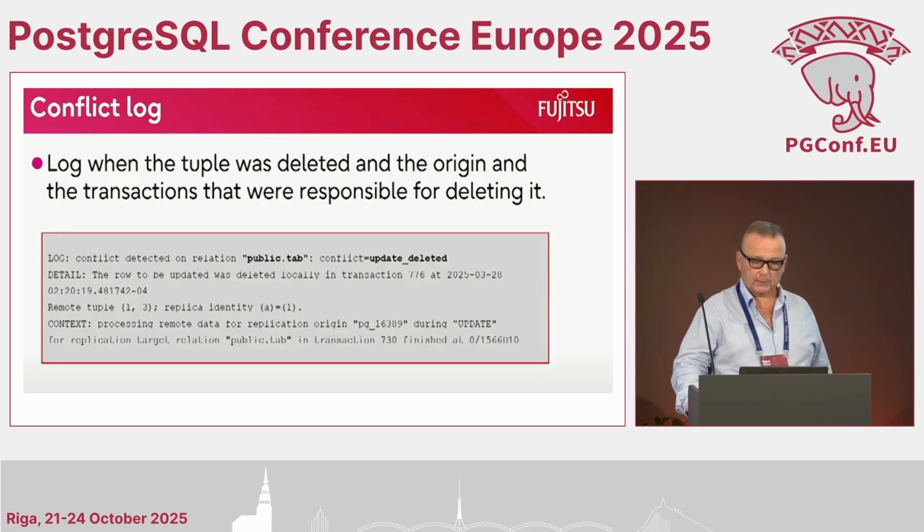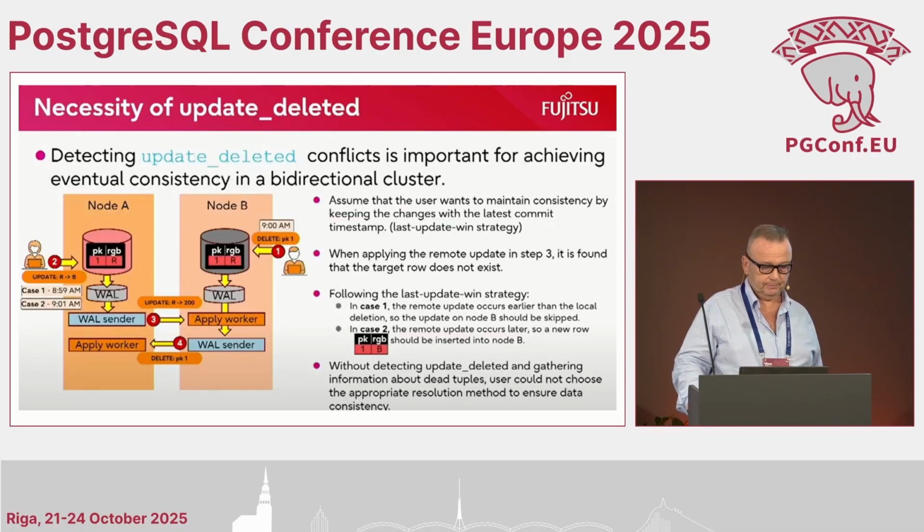So this slide shows how the update conflict would be seen in the Postgres log. You can see it's an informational log, with the context showing the origin of the source, and the details on the locally deleted tuple that caused the update to be skipped. And as an example, the proposed update deleted conflict would be useful if you wanted to keep changes based on last update wins resolution strategies. It would still involve a manual task to resolve it, but it would, at least at this stage, give you some insight into what happened.